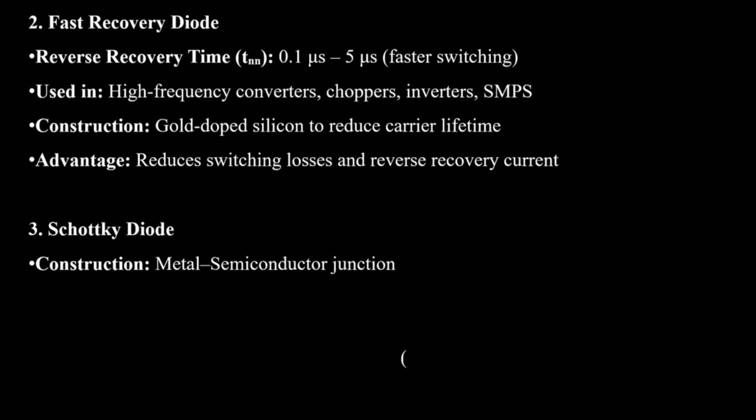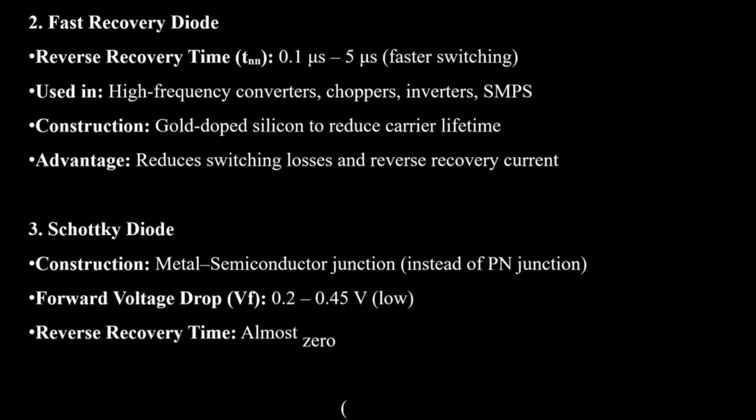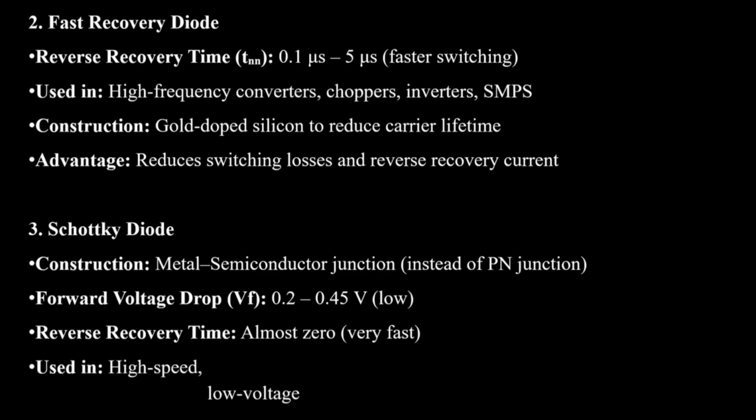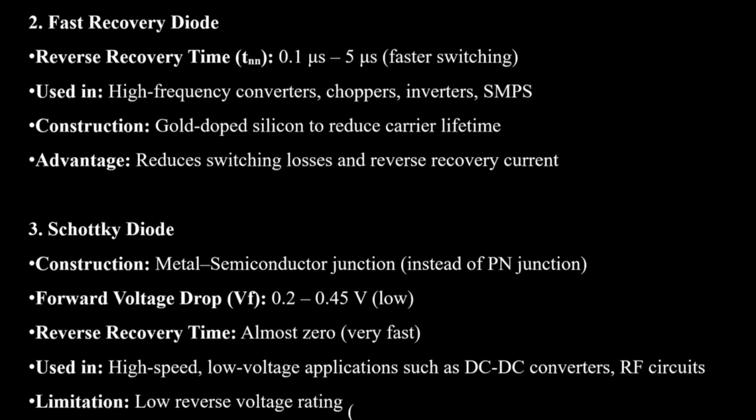3. Schottky diode. Construction: metal semiconductor junction instead of PN junction. Forward voltage drop VF is 0.2 to 0.45 volt, low. Reverse recovery time is almost zero, very fast. Used in high speed, low voltage applications such as DC-DC converters, RF circuits. Limitation: low reverse voltage rating, usually up to 200 volt.